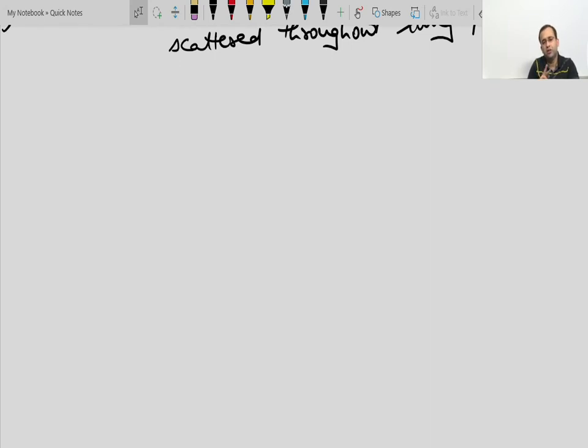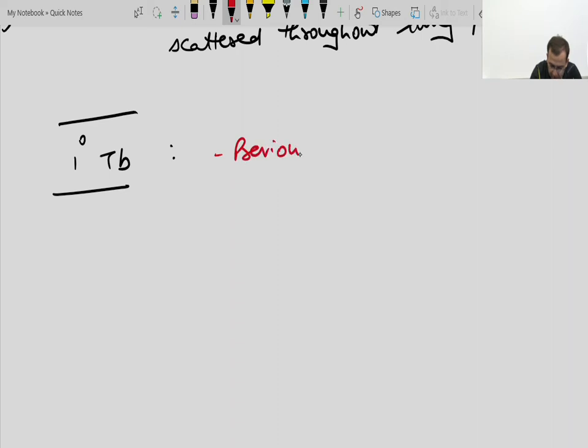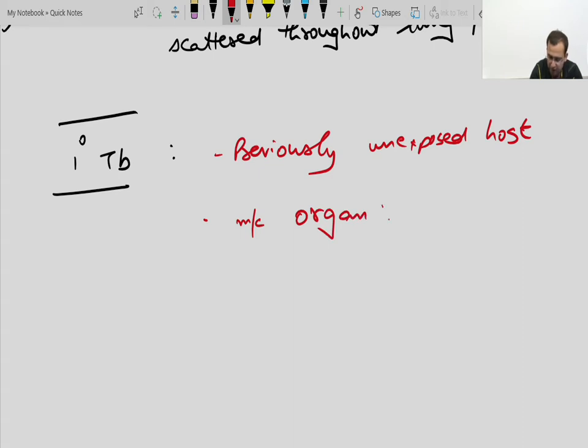Tuberculosis, you very well know, is divided into two types: primary TB and secondary TB. Primary TB occurs in a previously unsensitized or unexposed host. The most common organ involved in primary TB is the lungs.